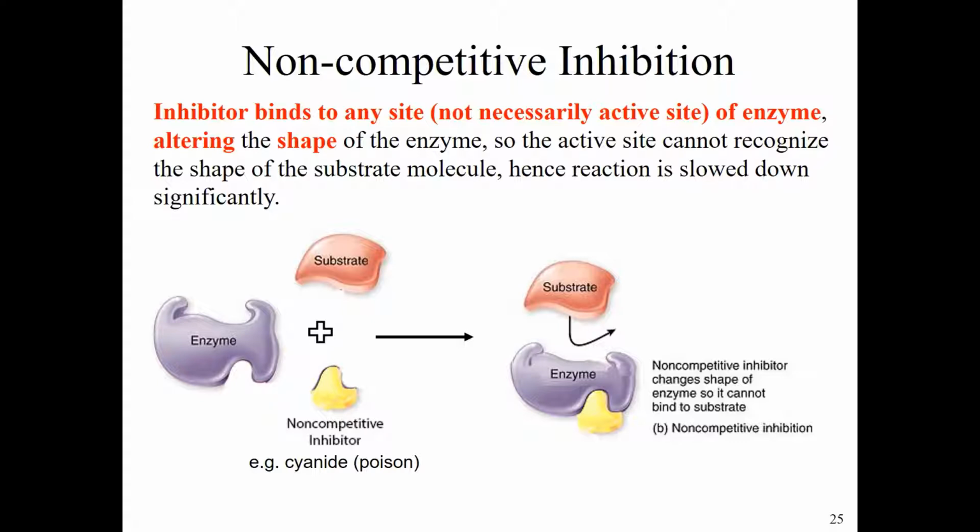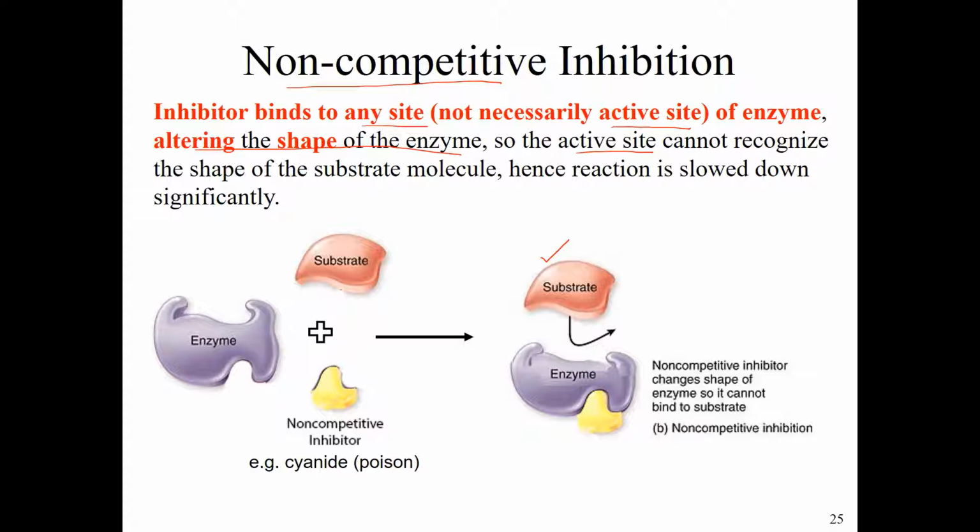Non-competitive inhibition: the inhibitor binds to any site, not necessarily the active site of an enzyme, and it alters the shape of the enzyme. When the shape of the enzyme is changed, the active site is also changed and it cannot recognize the substrate molecule, and therefore the reaction is slowed down or completely inhibited.